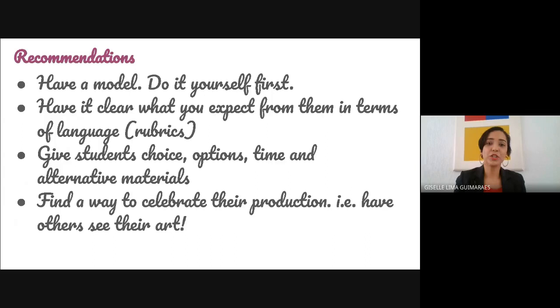Have it clear what you expect from them in terms of language, the rubrics. For example, I usually tell my students that they need to have a slogan inside the origami house. They need words for parts of the house, something like this. And some esthetic criteria you can establish. Give students choice, options, time and alternative materials. Some students of mine take more than 2 classes to finish their project. Maybe it's going to happen with yours too, so give them this opportunity.